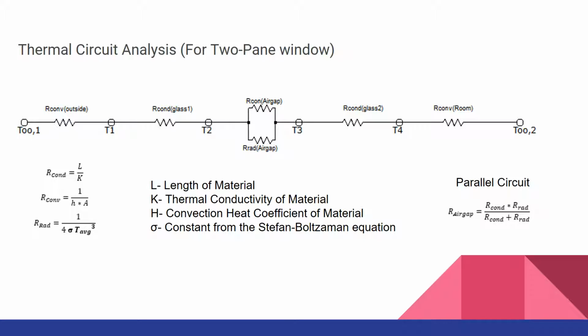Here we have provided a thermal circuit analysis. As you can see, the only difference is now we have a parallel circuit attached at the air gap. For this problem, we also kept the same equations for the conduction, the convection, and the radiation. For these values, L represents the length of the material, K represents the thermal conductivity of the material, H represents the convection heat coefficient of the material, and sigma is a constant from the Stefan-Boltzmann equation.